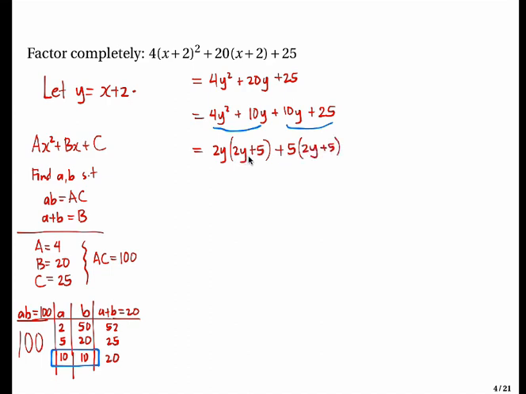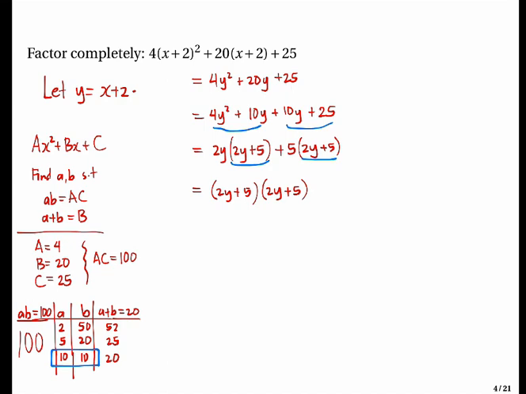And notice 2y plus 5 here is a common factor. You have this, you have this. So if you factor that out, again, you will have 2y plus 5, but the other factor will be 2y plus 5 as well. So in fact, this expression here is actually a perfect square trinomial.